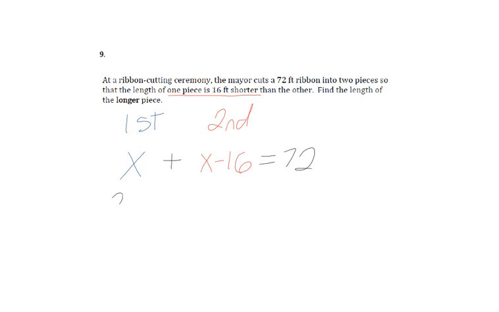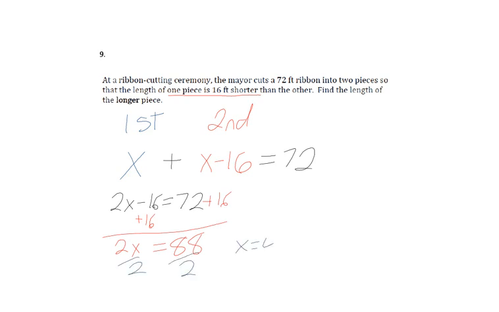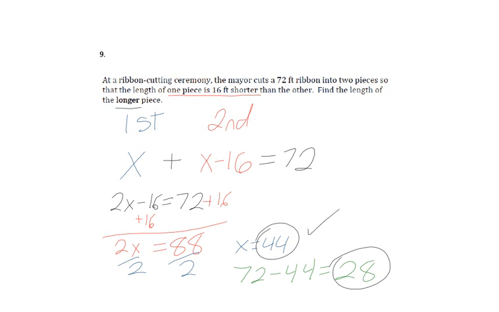So, like terms, that means 2x minus 16 is 72. We can do plus 16. So, 2x is 88. Divide by 2, so x equals 44. Next, we will plug in 44. We will subtract 72 minus 44 to get the other piece. So the other piece is 28. Your answers are 44 and 28, but because they specifically said longer piece, just go with 44.